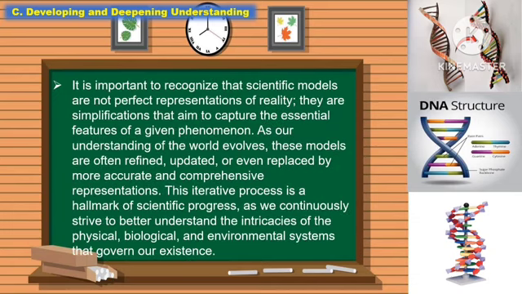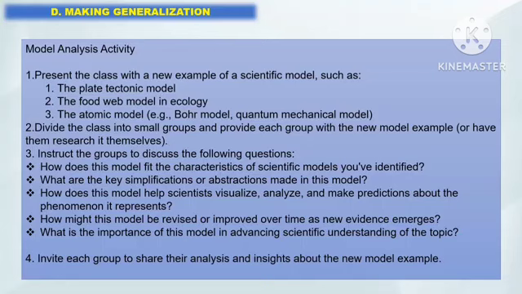It is important to recognize that scientific models are not perfect representations of reality. They are simplifications that aim to capture the essential features of a given phenomenon. As our understanding of the world evolves, these models are often refined, updated, or even replaced by more accurate and comprehensive representations. This iterative process is a hallmark of scientific progress as we continuously strive to better understand the intricacies of the physical, biological, and environmental systems that govern our existence.